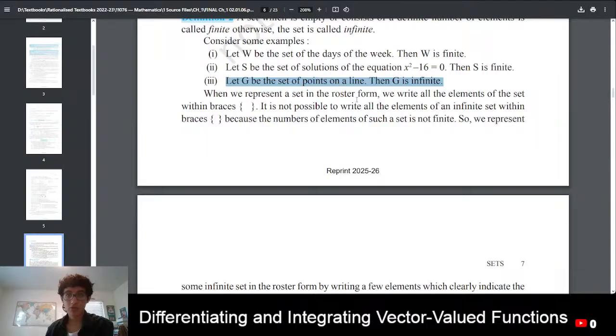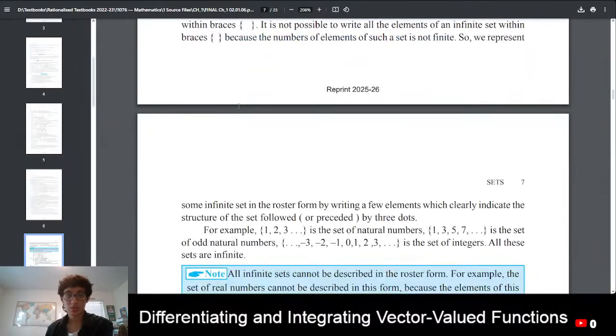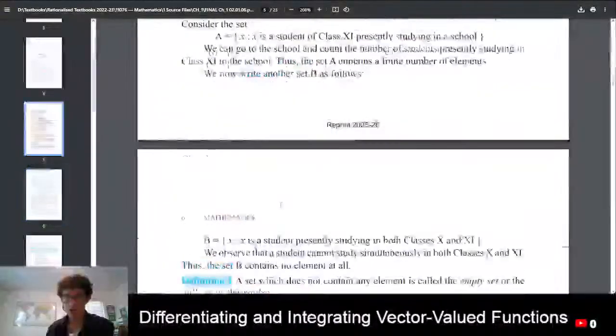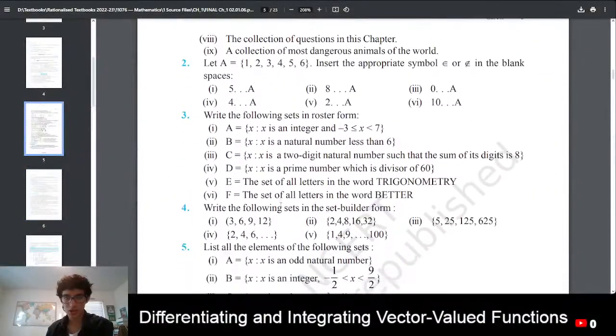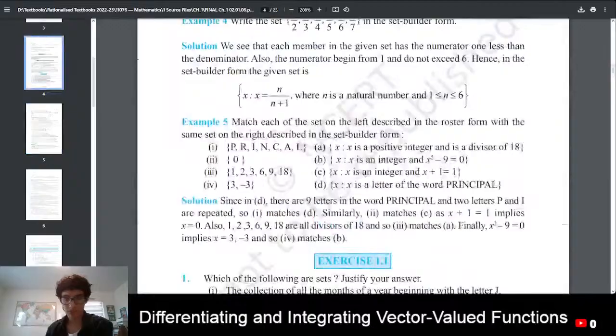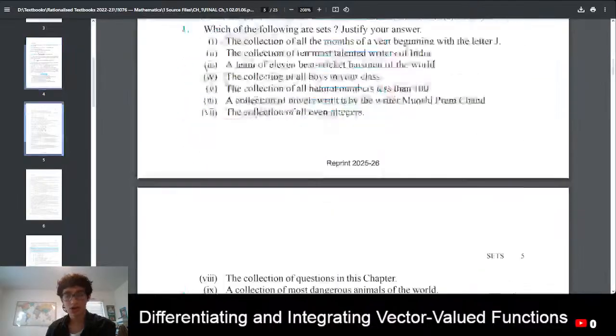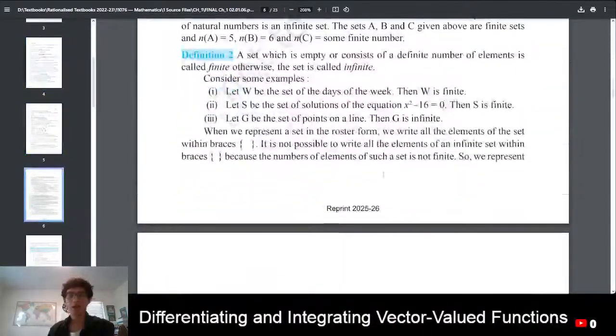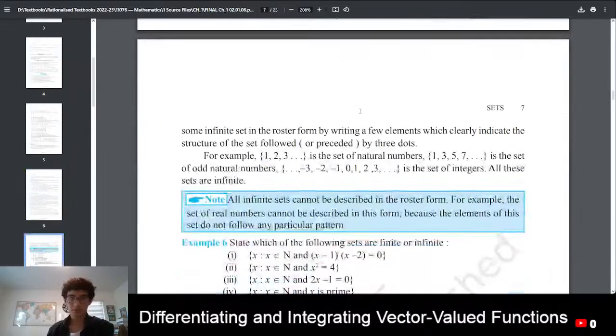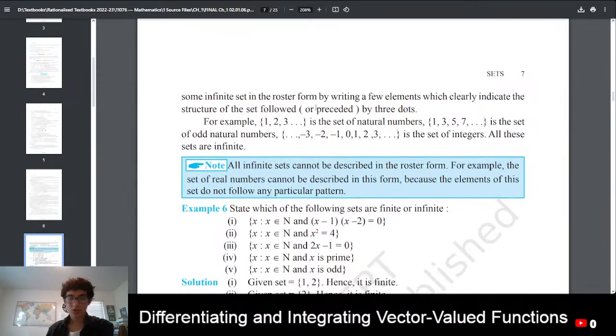When we represent a set in roster form, we write all the elements of a set within braces. If you've got an infinite set, of course you can't do that, right? Because they're infinite things. You can't fit those within 2 brackets. So you represent some infinite sets in the roster form by writing a few elements, and then you just put dots after that. We saw an example of that with 1, 2, 3, dot, dot, dot. So you can see the pattern, but obviously you aren't going to write down all the squares, right? So you'll only write a few, and you'll make the pattern clear, which clearly indicates the structure of the set, followed or preceded by 3 dots.